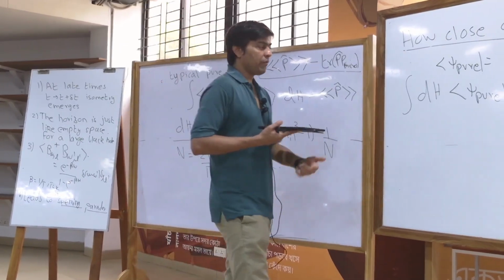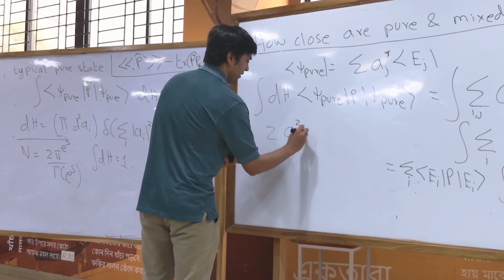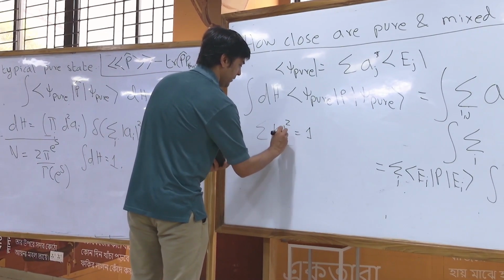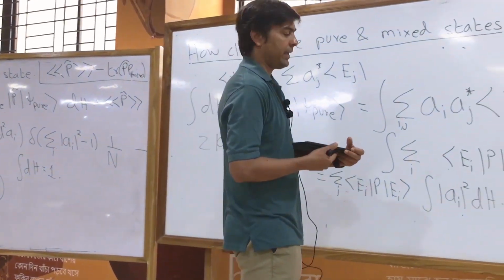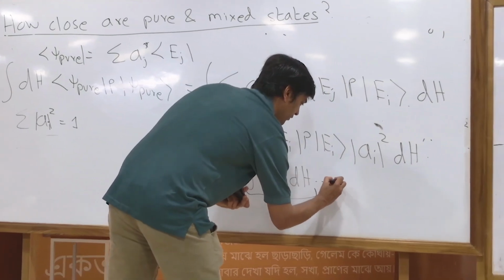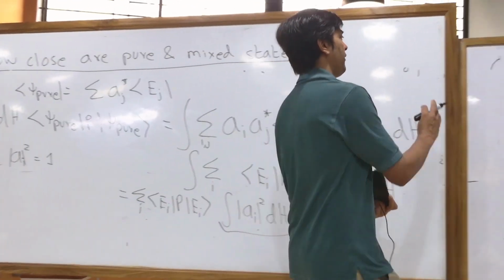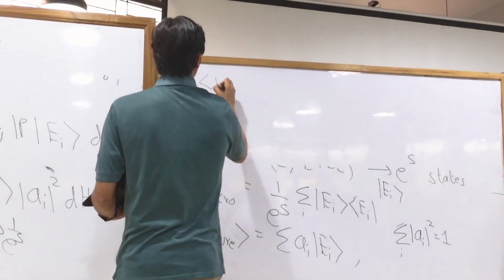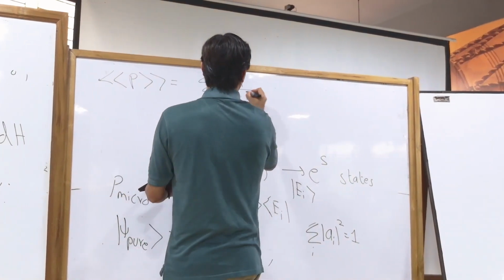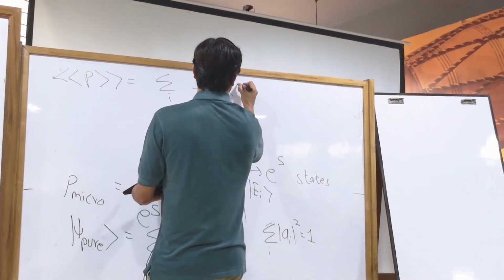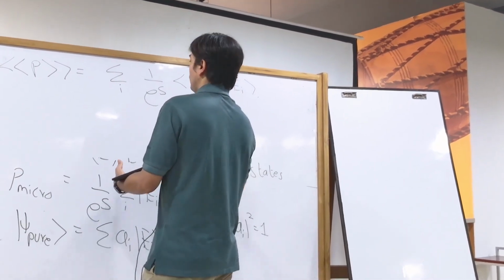And you also know that the sum of ai squared has to be 1, right? Therefore, this integral has to take the value 1 over e to the s. Okay. Therefore, what we have now shown is that the double expectation value of p is given by this, where the sum runs over all energy eigenstates.